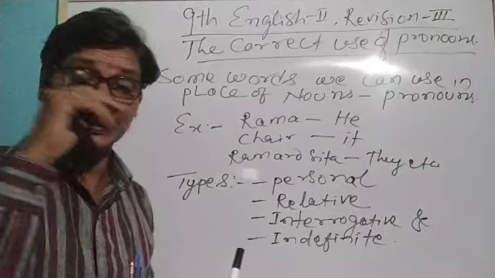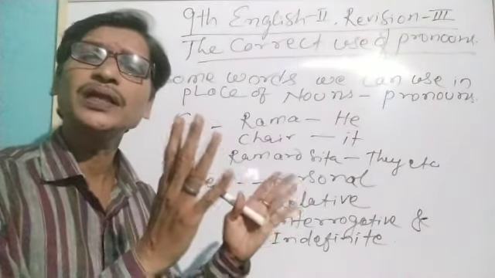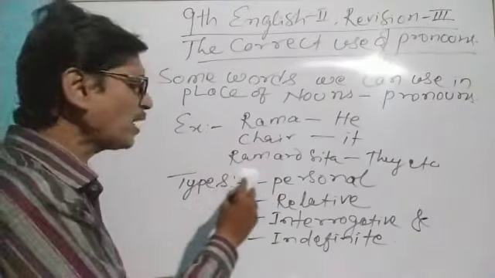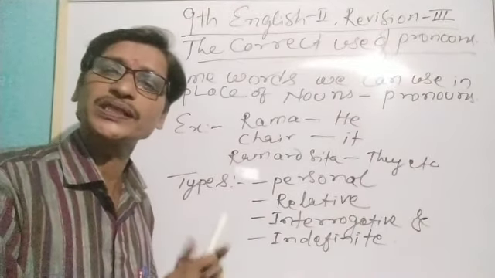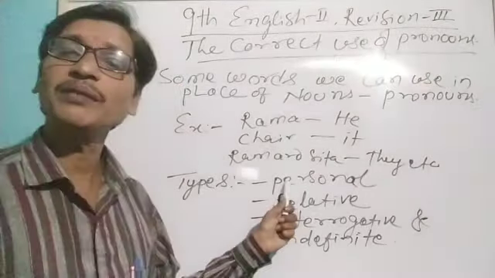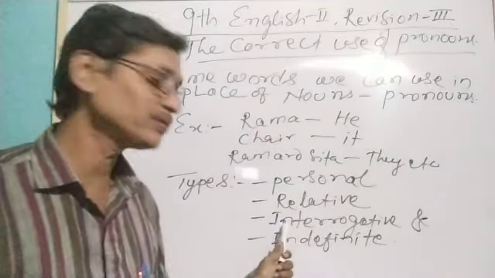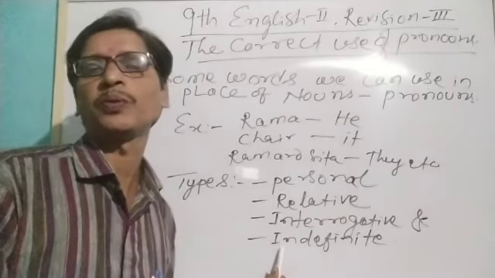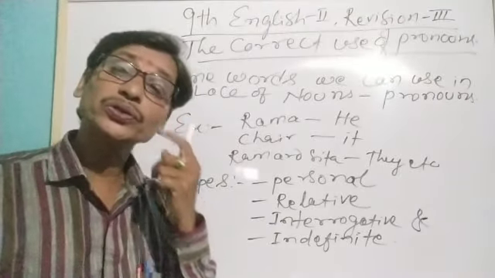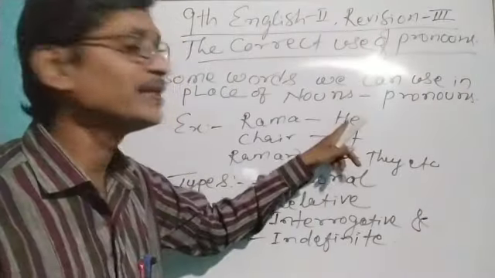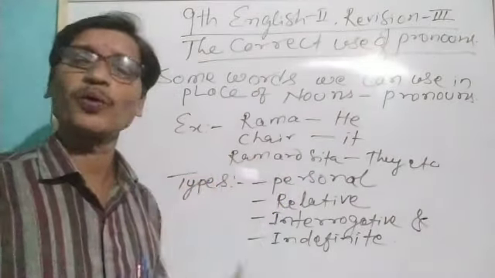Besides this, we have different types of pronouns. Normally we have been using four different types. What are they? They are personal pronouns, relative pronouns, interrogative pronouns, and indefinite pronouns. Personal pronouns are pronouns related to persons, like he, she, it, we, they, you. Understand? They are personal pronouns.